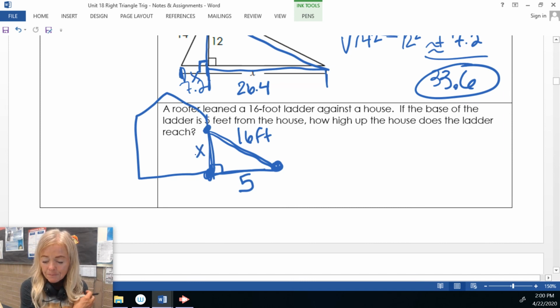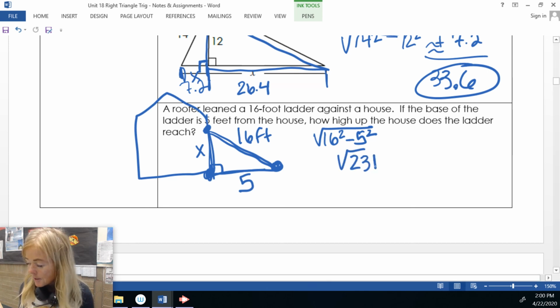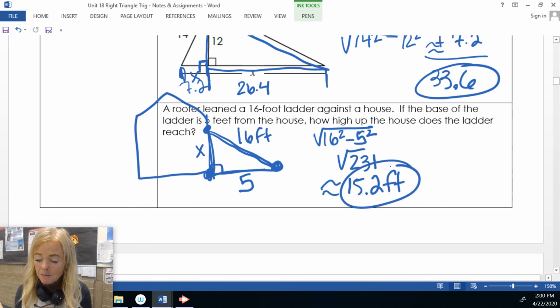So draw a little picture. Lean a ladder up against a house. It's 16 foot, so mark everything, and it's sitting 5 feet away from the house, and therefore we just have to set up the Pythagorean theorem. What we have is the hypotenuse squared minus the leg squared under the radical, because it is a leg we're looking for. So the square root of 16 squared minus 5 squared is radical 231, which is approximately 15.2 feet high above the grass on the house. And that is all of 18.1.